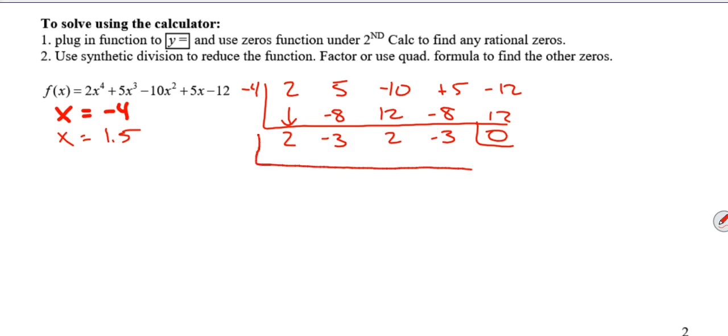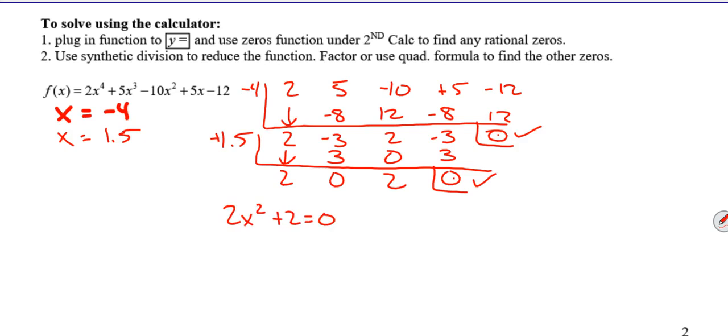And now I'm going to synthetically divide this by my other 0, 1.5, sorry, no, it's positive 1.5. 2 times 1.5 is 3, so that's 0, which is 0, 2, and +3, which is 0 again. So that makes sense. That checks off like I expect. And I end up with 2x squared plus 2 equals 0. Okay, well from there, it's quadratic, so I can subtract 2 on each side.